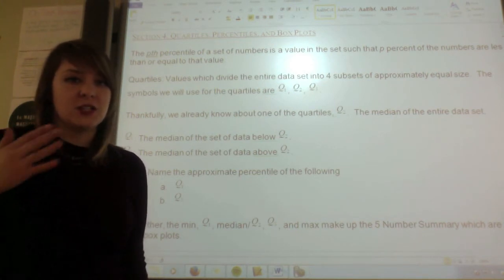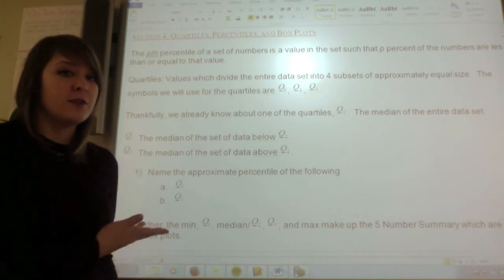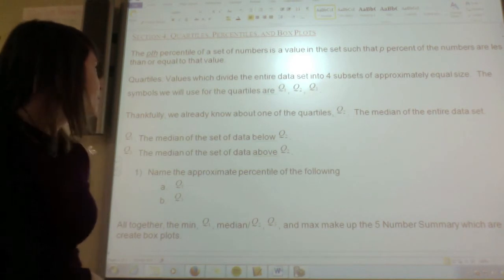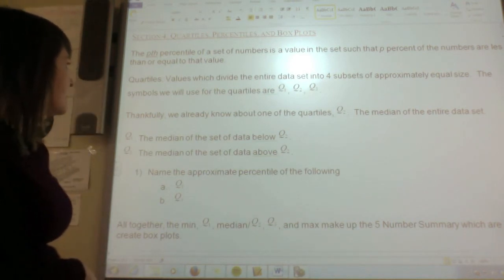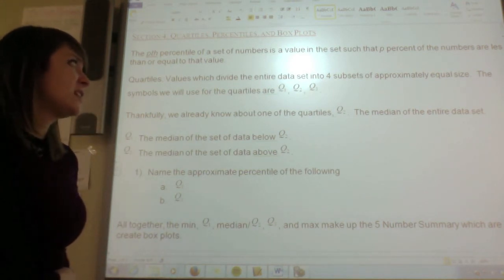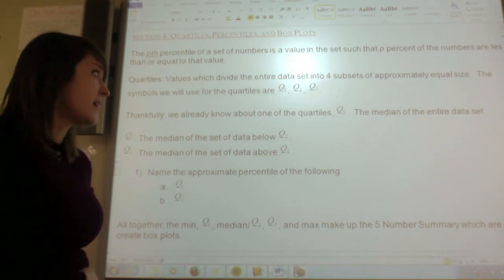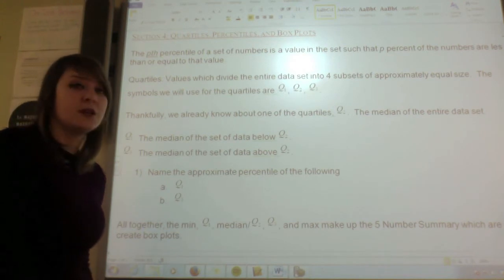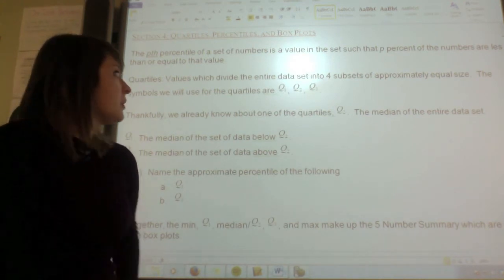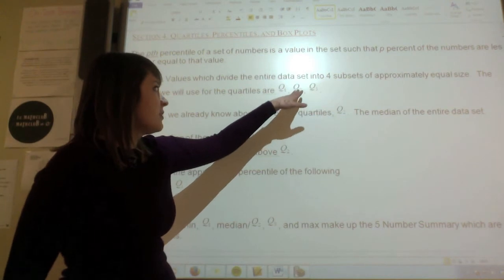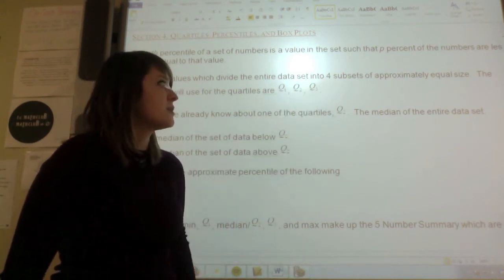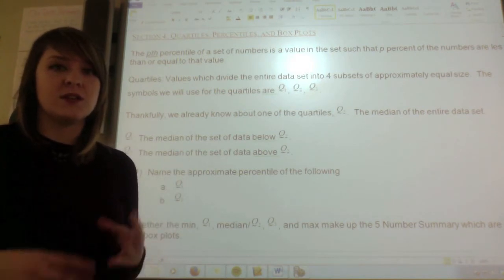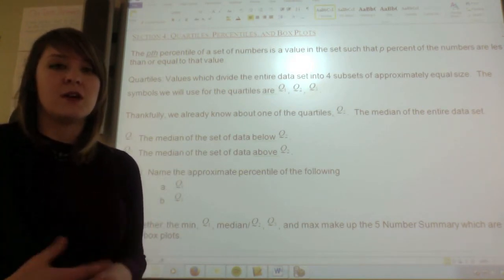Okay, and that's in the nation, of course, for the Iowa assessments, but for any percentile problem, you're just thinking about the certain population that you're testing. Okay, quartiles are values which divide the entire data set into 4 subsets of approximately equal size. The symbols we will use for the quartiles are Q sub 1, Q sub 2, and Q sub 3. So Q sub 1, that's our lower quartile, Q sub 2 is our median, and Q sub 3 is our upper quartile.